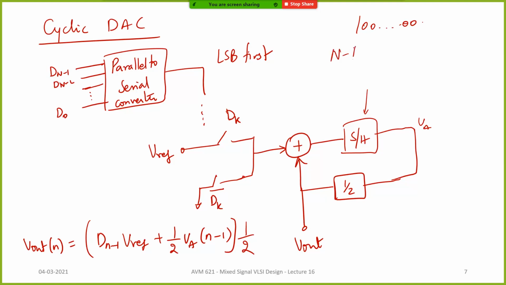For an n-bit DAC, how many cycles will it take? N cycles, right? So there is what is called latency. Or you get output once in n cycles. If you are okay with that, you can use it. Of course, what is critical here is the divide by 2. This is very critical, right?